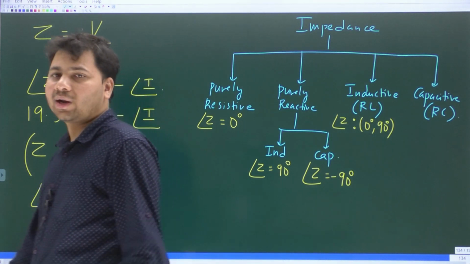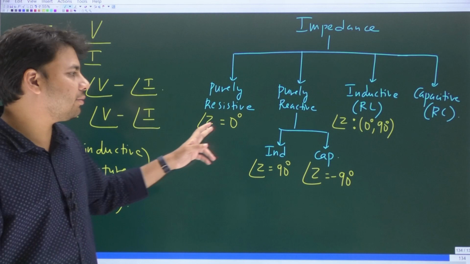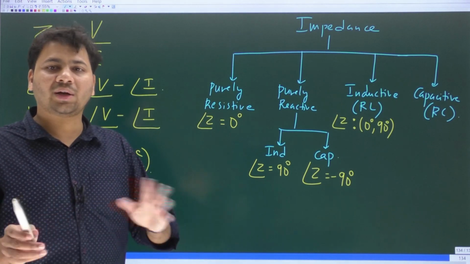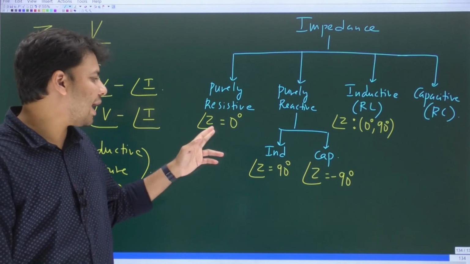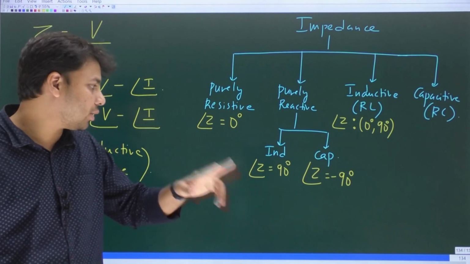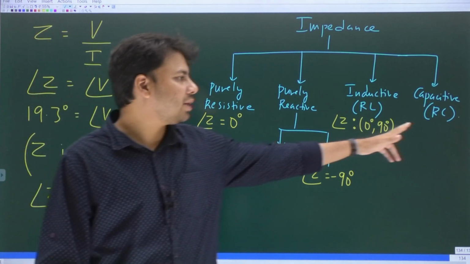If it is purely inductive, it would be plus 90 degrees. If it is purely resistive, it would be 0 degrees. But it is somewhere in between purely resistive and purely inductive, so the angle of the impedance would also lie in between 0 and 90. I hope it makes sense. Okay, what is the last case?